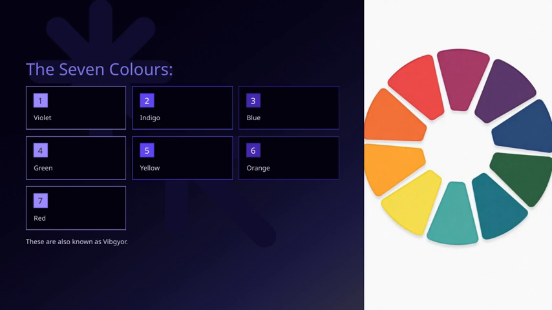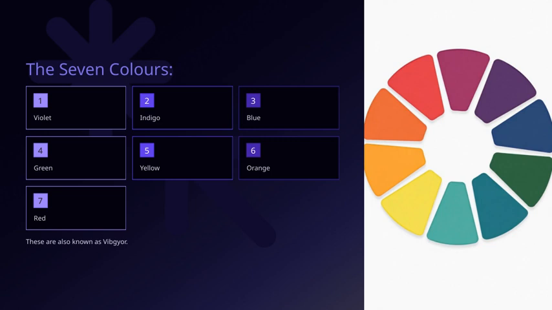After that, we encounter yellow, a bright, cheerful color that exudes energy and positivity. Following yellow, we see orange, a warm and vibrant hue that signifies enthusiasm and creativity. And finally, at the bottom is red, the boldest of the colors, representing passion and strength. These 7 colors, violet, indigo, blue, green, yellow, orange, and red, are what make up the spectrum of visible light. When combined, they form the beautiful, seamless transition of colors we see in a rainbow.